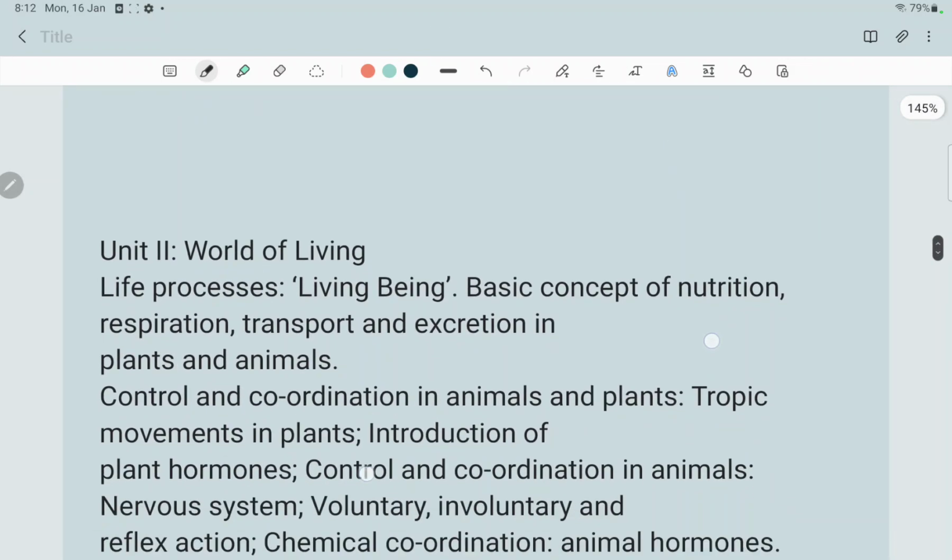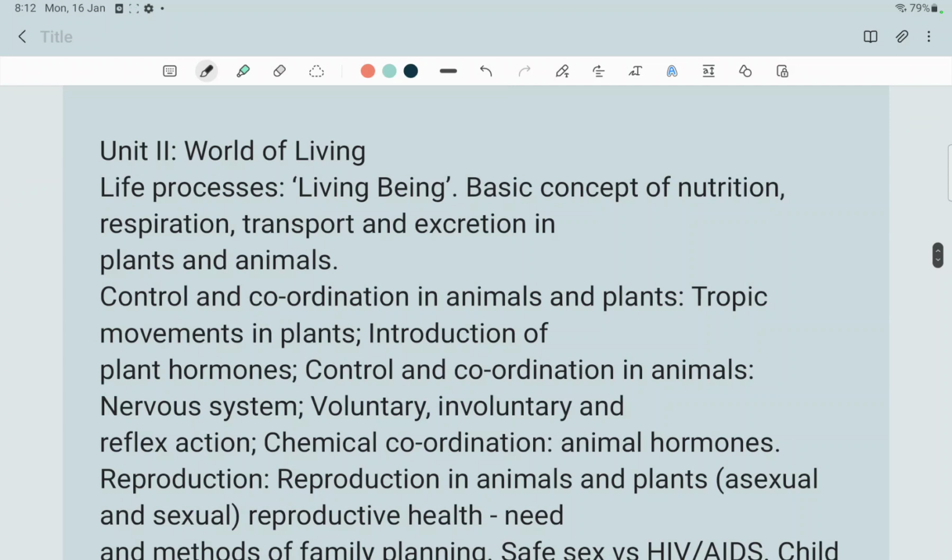The next one is world of living. So this is the second unit, the biology unit. So in this you should know all the life processes. You must know the digestive system, the respiratory system, then circulatory system and excretory system, the diagrams as well as all the parts and their functions. Then photosynthesis, events of photosynthesis, these concepts are included in this chapter.